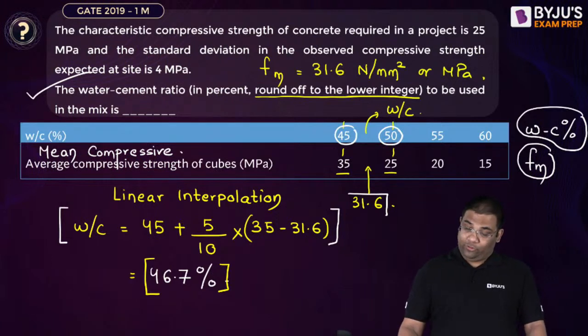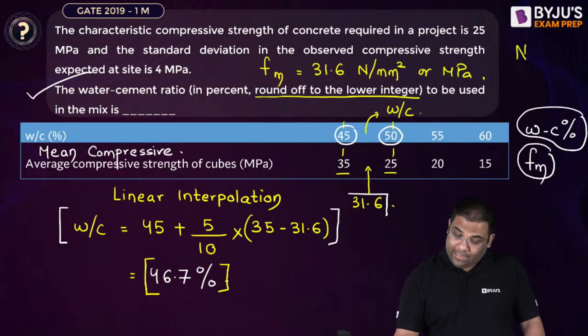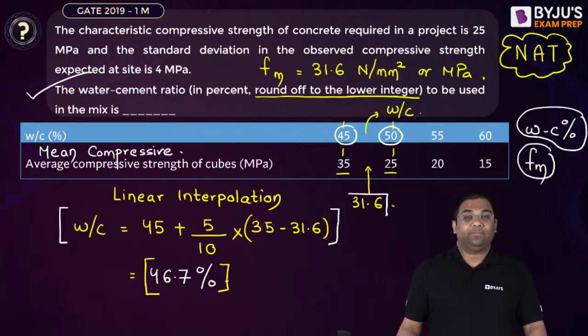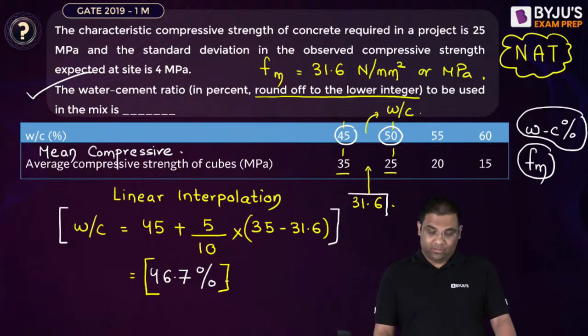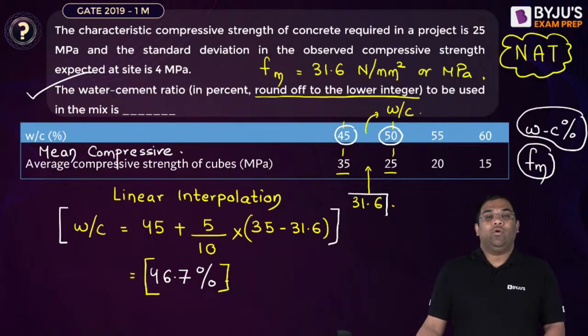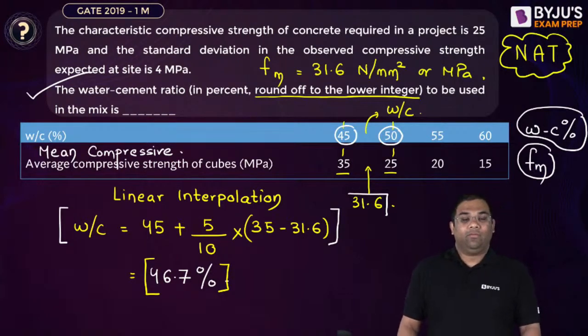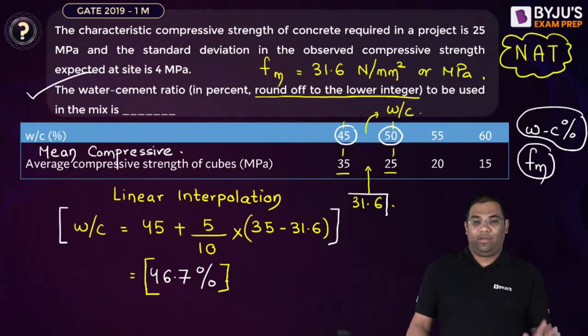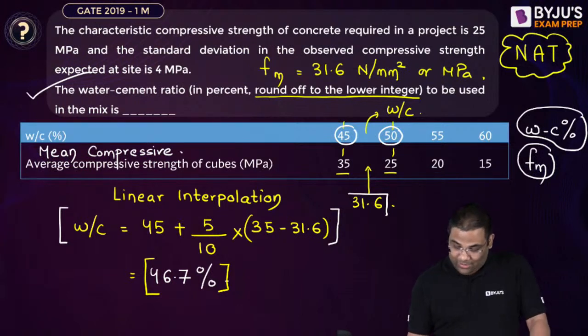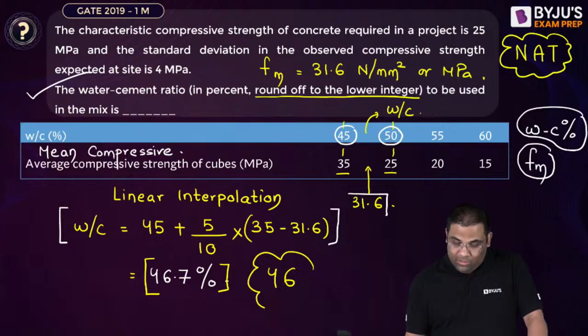This is an NAT question, you have to enter the answer. So what answer will you enter? Please mention it in the comment section. Round off to the lower integer. Tell me, students are not there, they ran away. Obviously. So you will enter 46, right? Round down to the lower integer.